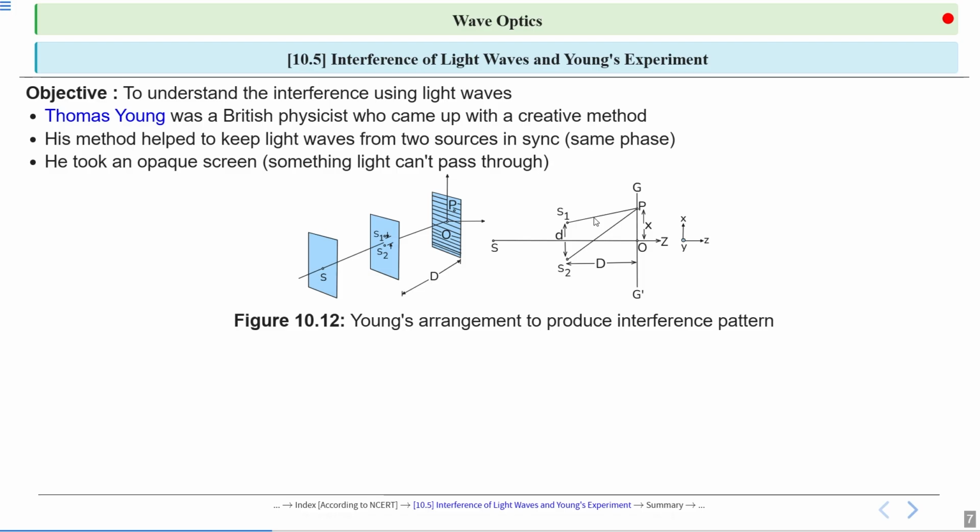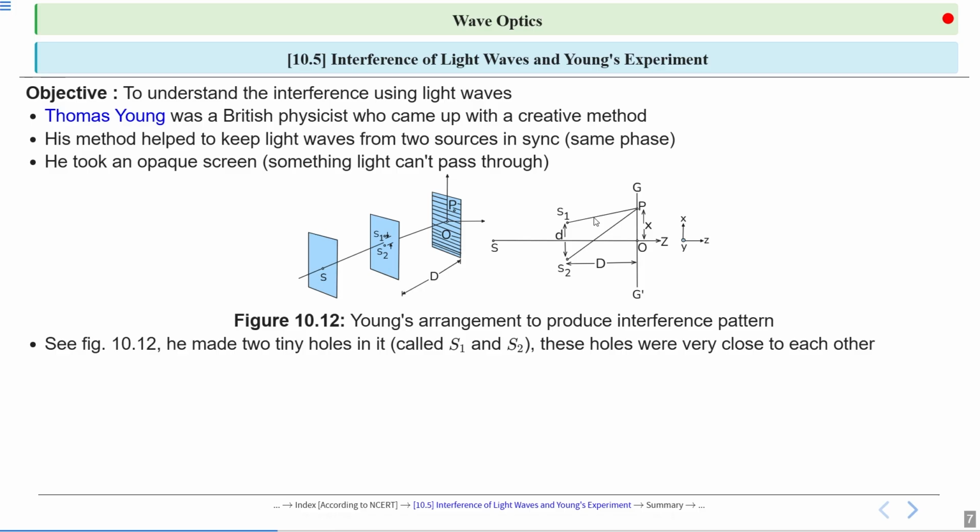On the right hand side, the diagram is showing two slits and a point P where we want to see which fringe is formed. Will there be constructive interference or destructive interference at P? We will see both cases.